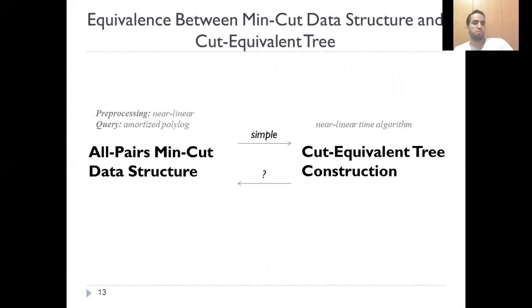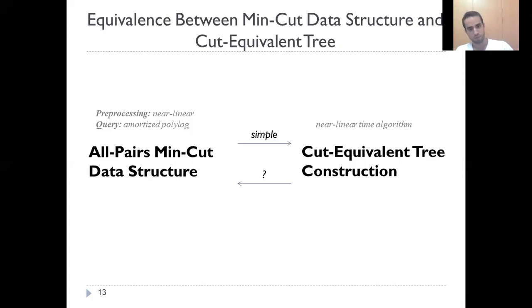One direction is simple. If one wants to construct an all pairs mean-cut data structure and is given a cut-equivalent tree, it is possible to construct this data structure. The way to do that is using two-dimensional range queries. This is also something that we show in our paper. It's very simple.